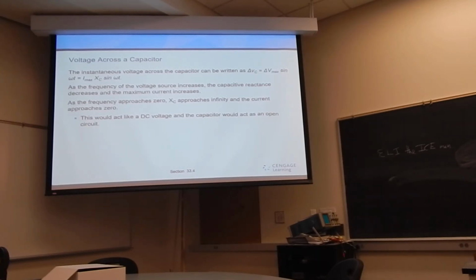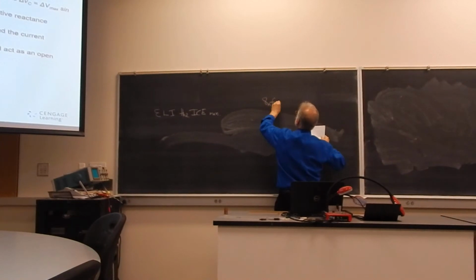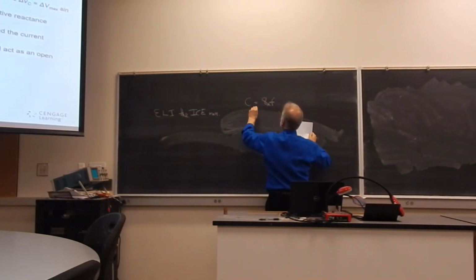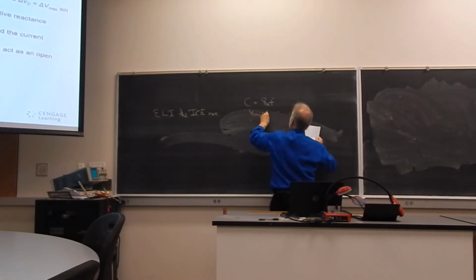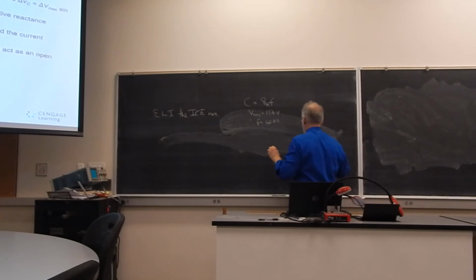We can do an example of a purely capacitive circuit. Suppose we have the following. Suppose I have an 8 microfarad capacitor, and it's connected to a terminal with a V RMS of 150 volts with a frequency of 60 hertz. And we want to find the reactance, and we want to find the RMS current.